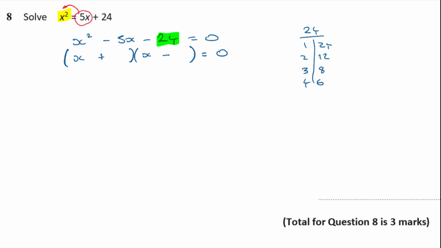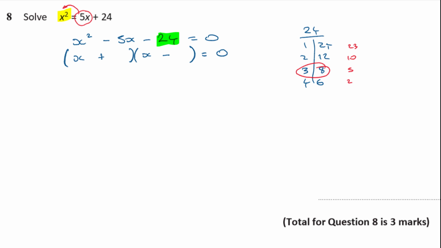Now, because one is positive and one is negative, it's like I'm subtracting one part of the pair from the other. If you have a quick look at the differences of these factor pairs, 24 and 1 have a difference of 23, 2 and 12 have a difference of 10, 3 and 8 have a difference of 5, and 4 and 6 have a difference of 2. So it's going to be that one there, isn't it? It's going to be the 3 and the 8.